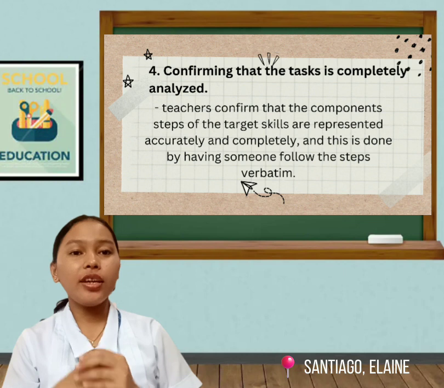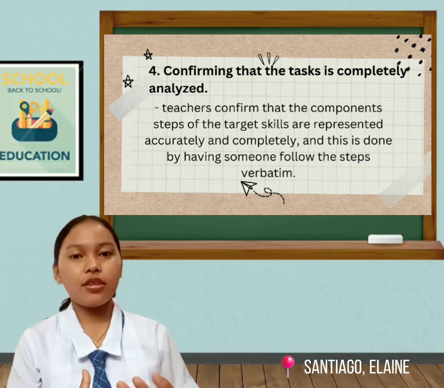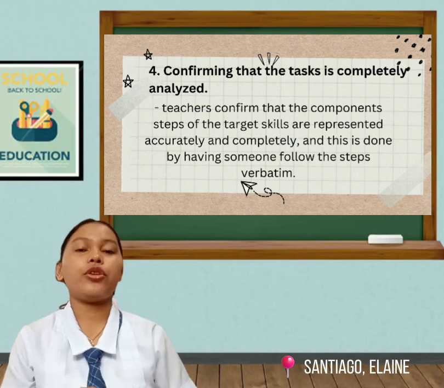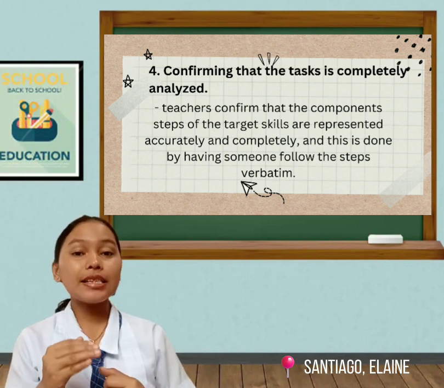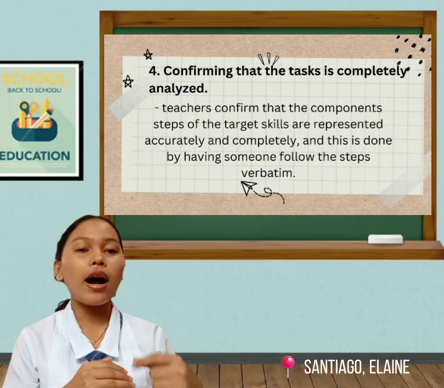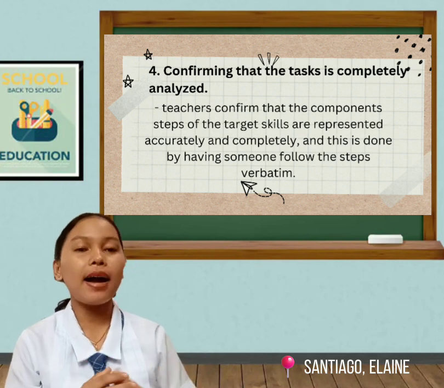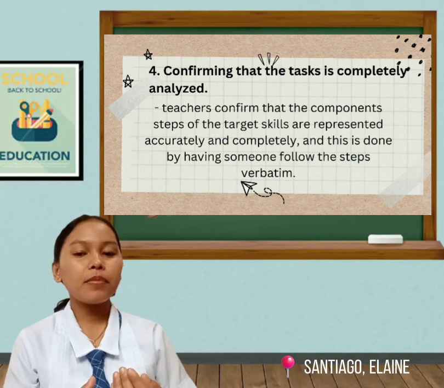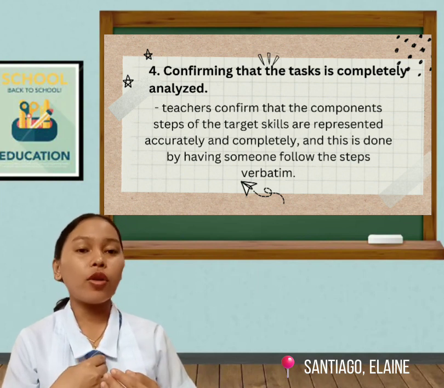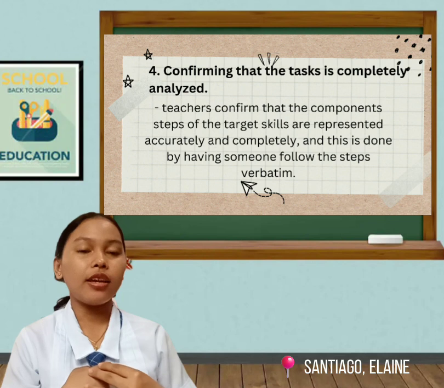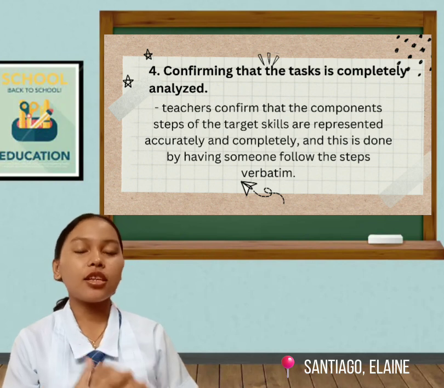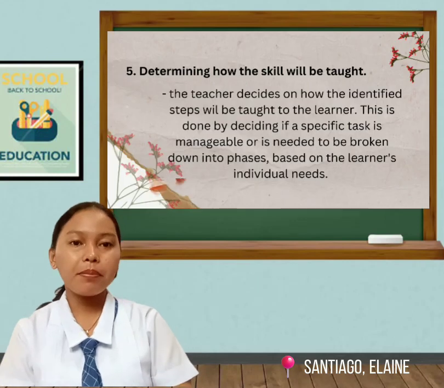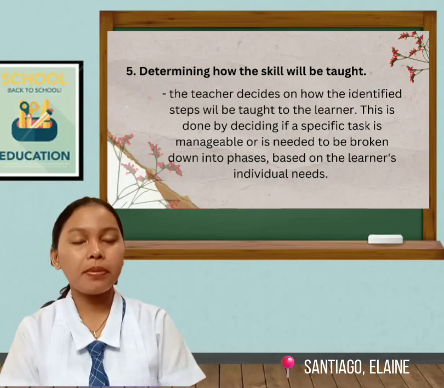So, okay, number 4, confirming that the task is completely analyzed. The first question here is, who will analyze? Of course, the one who will analyze the task is the teacher, no other. Dito, sasabihin ng teacher kung nagawa nga ba ng maayos or natapos ng maayos ng estudyante niya yung pinapagawa niya. And then, dito, nagagawa lang ng maayos ng mga estudyante if sumunod sila sa directions or instructions ng teacher nila.